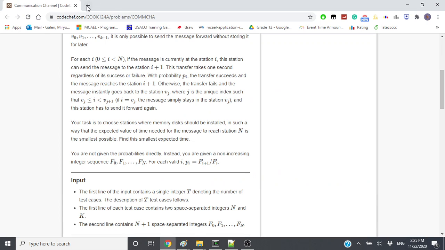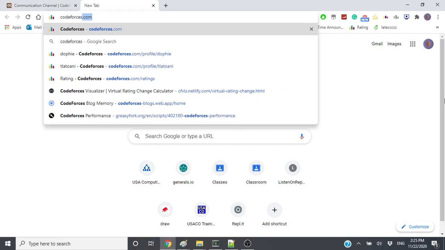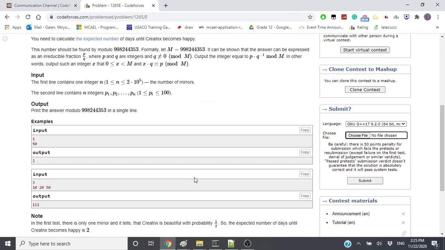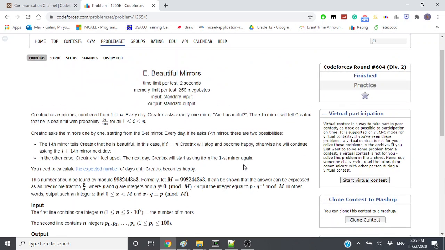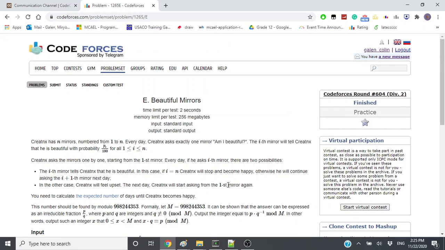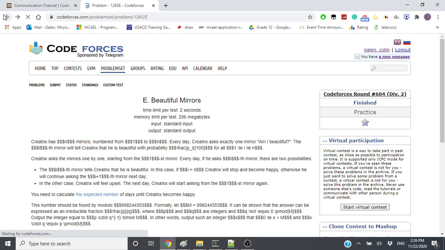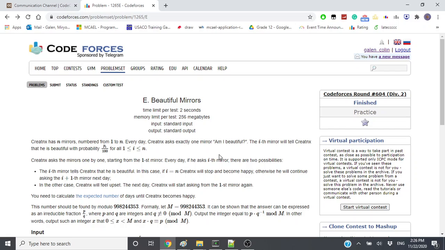And this is where we come up with this problem called beautiful mirrors, which is exactly this cost function. Essentially, you have a certain probability of going forward and another probability of failing. And in fact, how many people solved this one? I'm kind of interested. 1,688 people solved this problem. Wow, that's actually a lot. I guess maybe they upsolved it because it's such a simple formula.